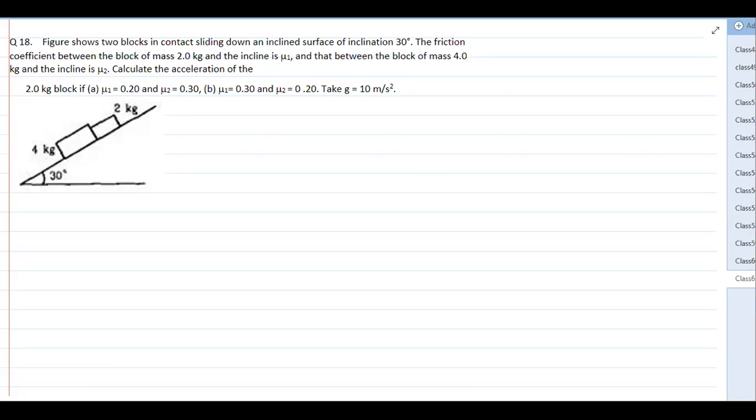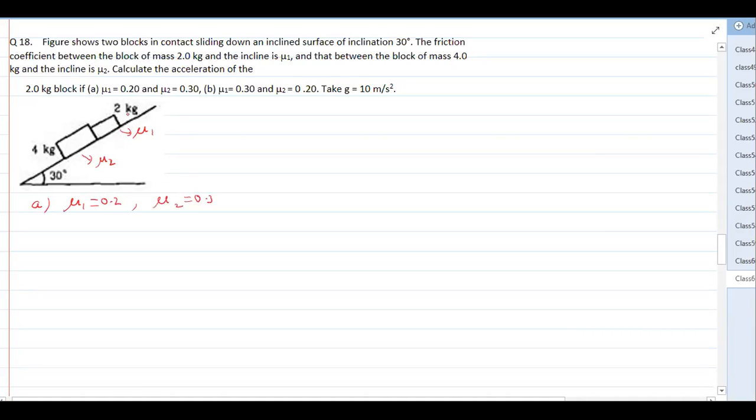Okay, so let us see this. First we'll say A. So in A, which is 1 and which is 2? The friction coefficient of 0.2 is mu1. So mu1 is here and mu2 is here. In the first case, mu1 is given as 0.2 and mu2 is 0.3.